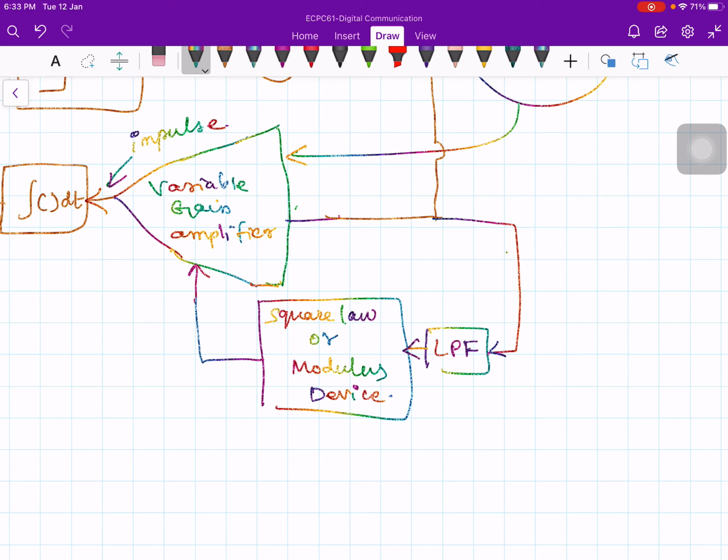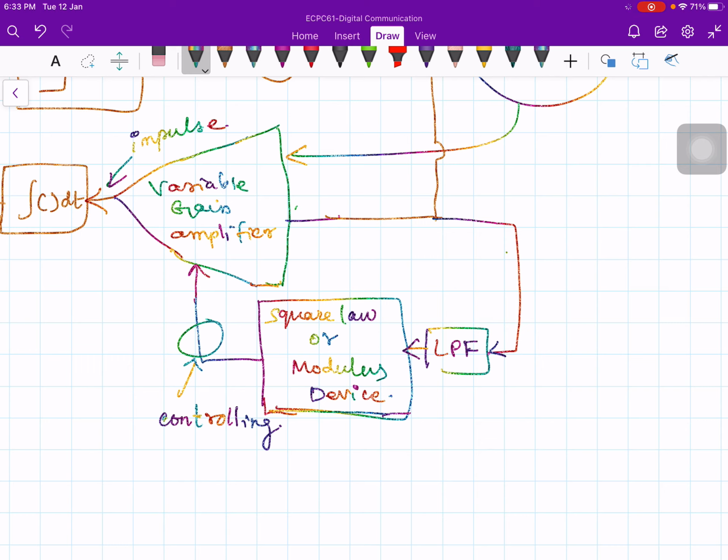And what is this? This is the controlling signal going into the variable gain amplifier. So this is going to control the gain of the amplifier, right? This control signal will decide whether the gain is large or small. So the output of the square law or modulus device will decide the gain of the amplifier.